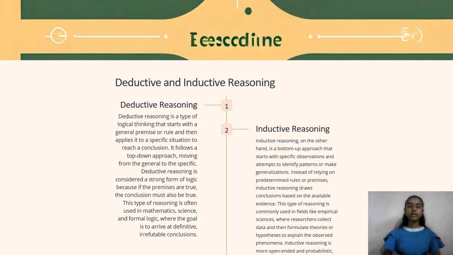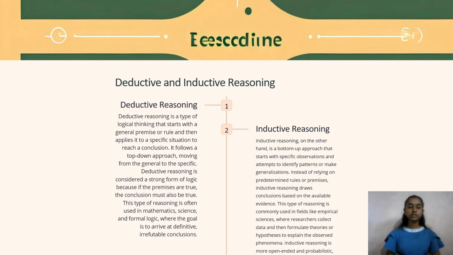Next is deductive and inductive reasoning. Deductive reasoning. Deductive reasoning is a type of logical thinking that starts with a general premise or rule and then applies it to a specific situation to reach a conclusion. It follows a top-down approach, moving from the general to the specific.